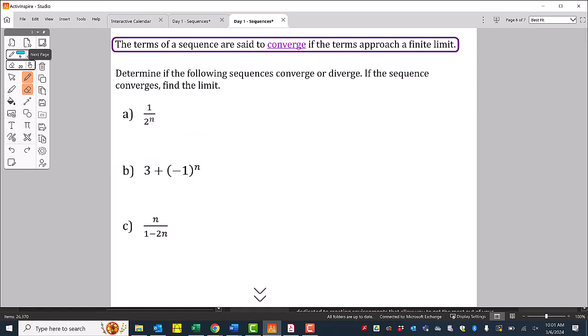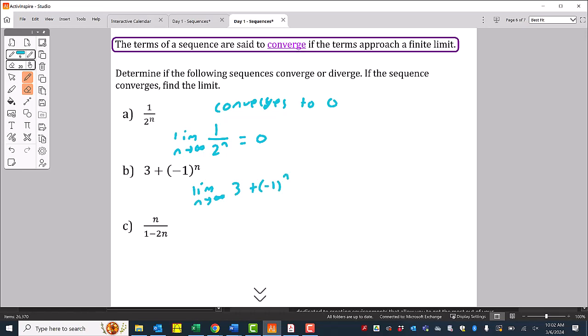The last thing we need to talk about is the terms of a sequence and what they do. Sequences are said to converge if they approach a finite limit. So that just means if the limit is finite, they converge. If it's not finite, they diverge. So for example, this first one, limit as n goes to infinity of 1 over 2 to the n, that's equal to 0. 0 is a finite number, so we say it converges to 0.